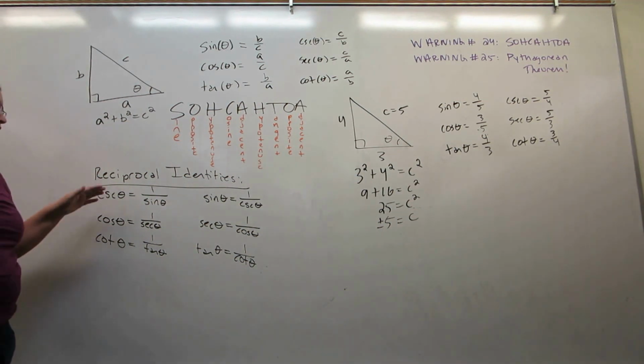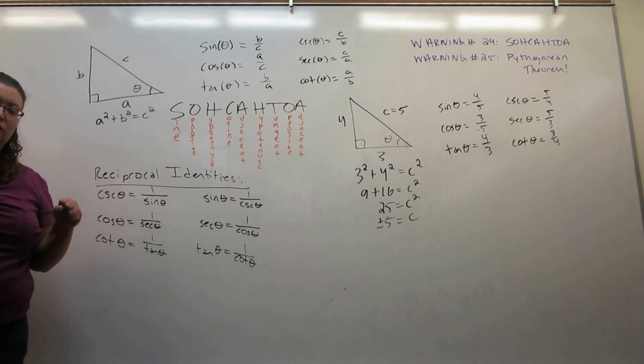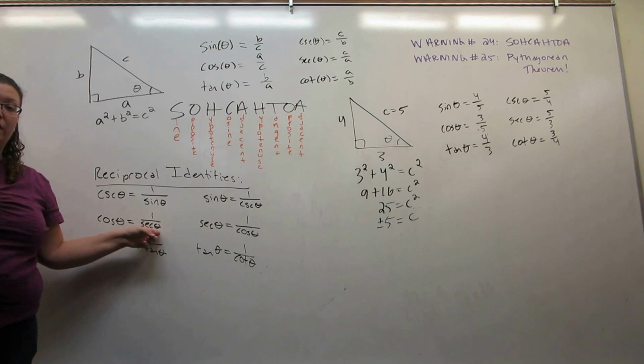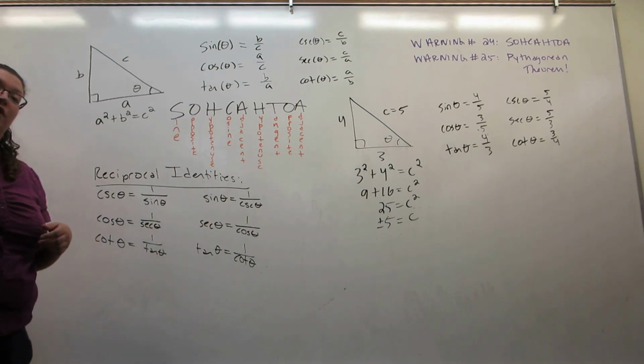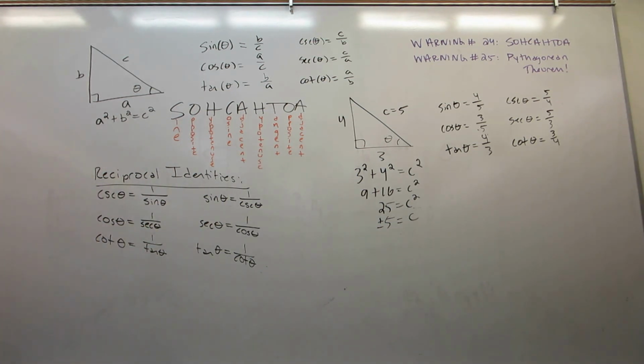Notice I may be saying just cosecant, sine, tangent, and so forth, but you always must put the theta after the abbreviation for the trigonometric function. You can never have a trigonometric function without a theta or some kind of angle immediately following it.